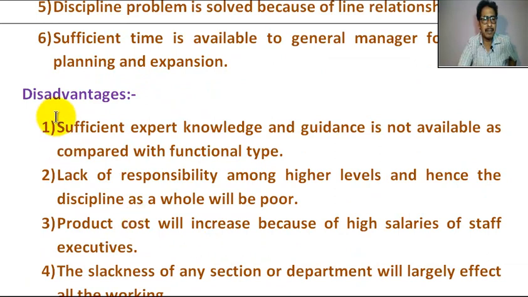now what are the disadvantages of line and staff organization? Number 1, sufficient expert knowledge and guidance is not available as compared with functional type.